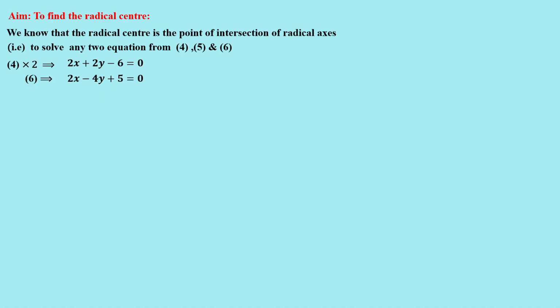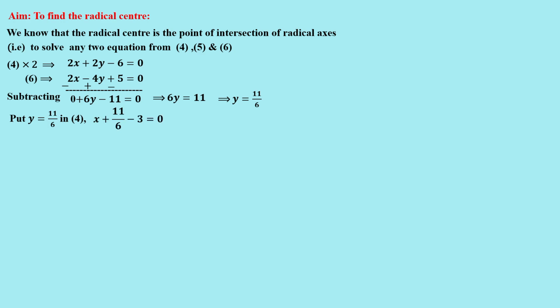2x − 4y + 5 = 0. Subtracting, changing the sign, we get 6y − 11 = 0, so 6y = 11, y = 11/6. Put y = 11/6 in equation 4: x + 11/6 − 3 = 0. Taking 6 as LCM and cross multiplying, (6x + 11 − 18)/6 = 0, so 6x + 11 − 18 = 0, 6x − 7 = 0, 6x = 7, x = 7/6.